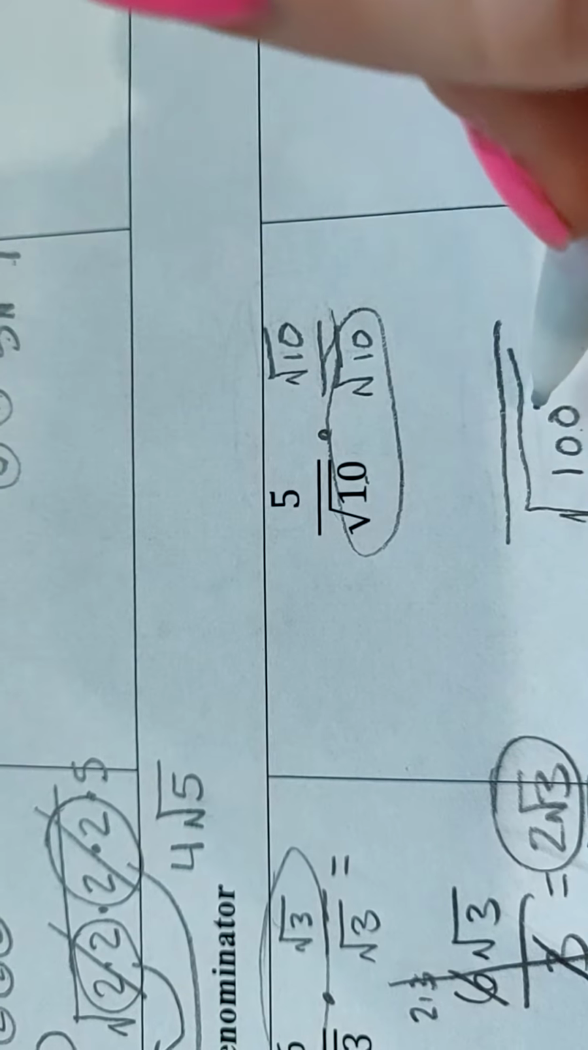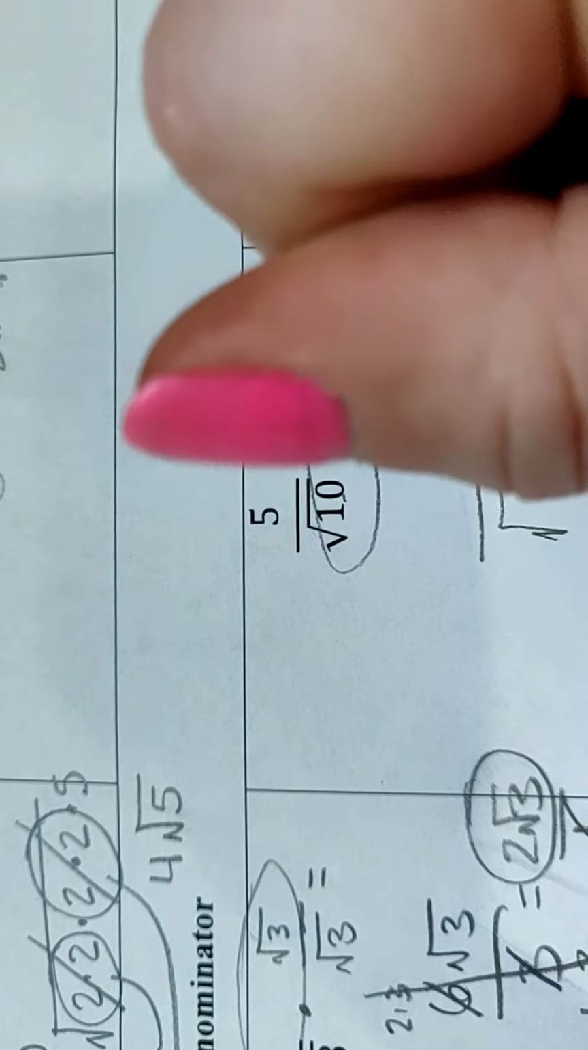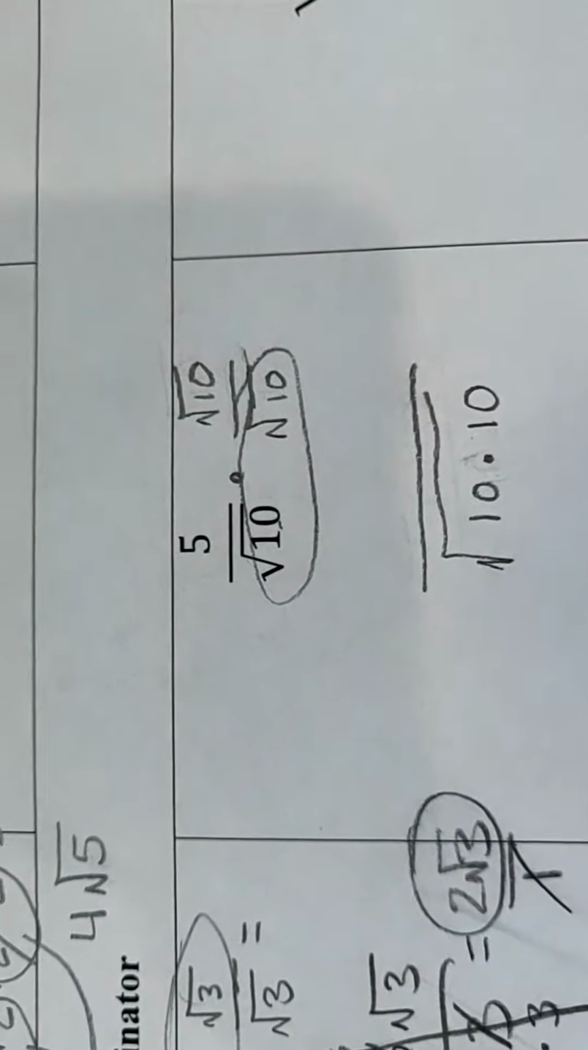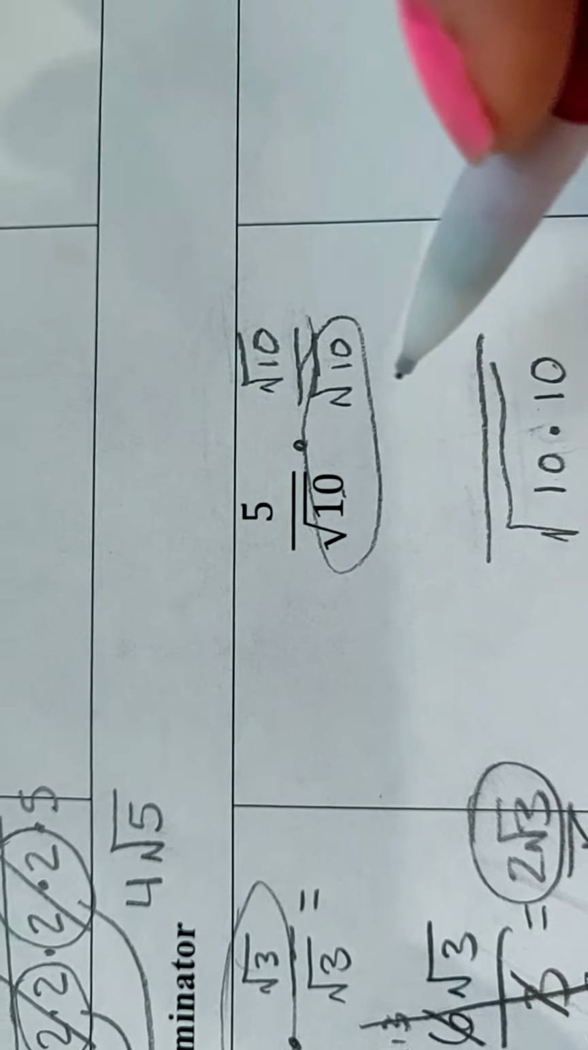Again, that's on the bottom. Yes, it is 10 times 10, but you could also do 10 times 10. I think I would do it this way. So I can do 10 times 10 gives me 100.